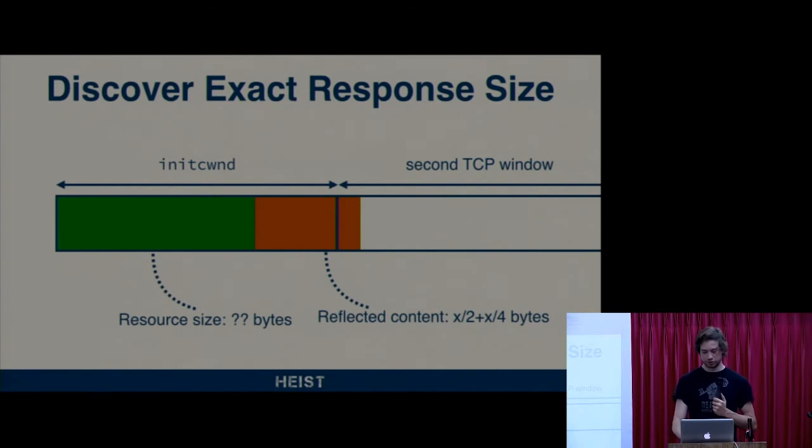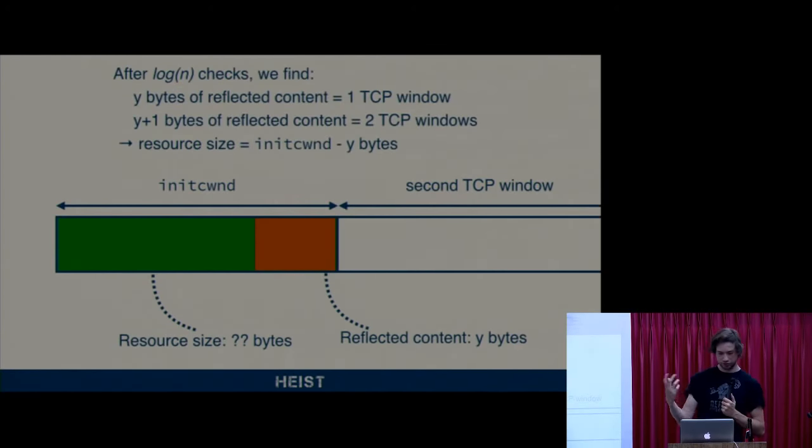And this goes on and on until, after log n checks, he finds a certain amount of bytes, y in this case. If he reflects this amount of bytes, it fits in a single TCP window, and when he adds one more byte, 2 TCP windows are required to send the content. So he can easily subtract the y bytes from the initial congestion window, and that gives him the resource size.